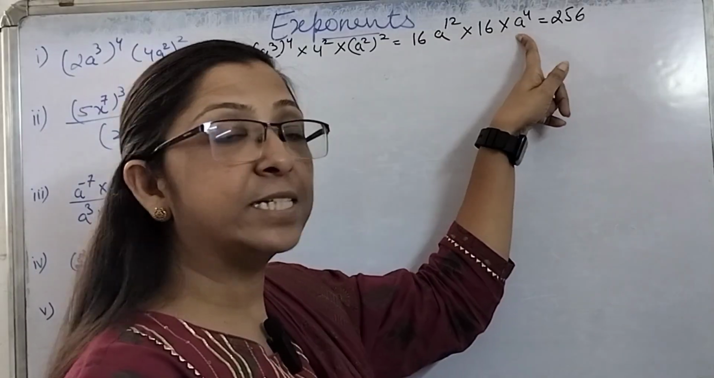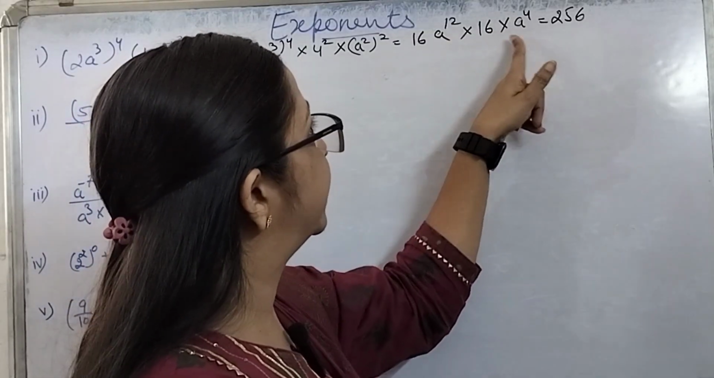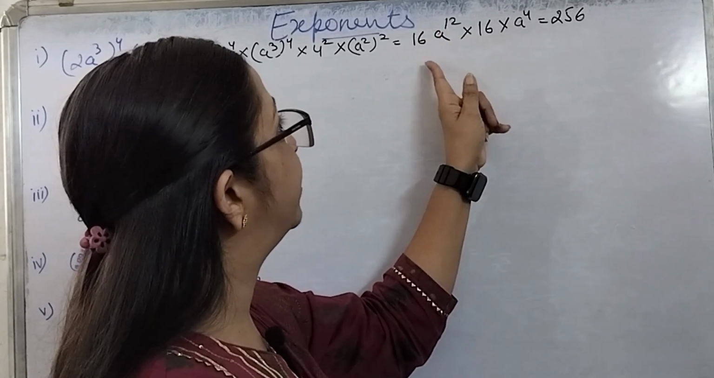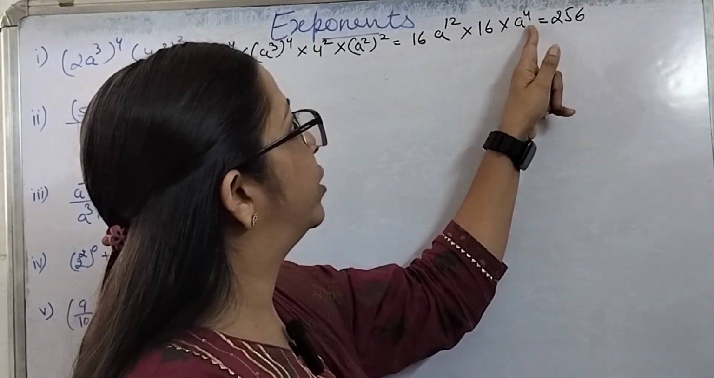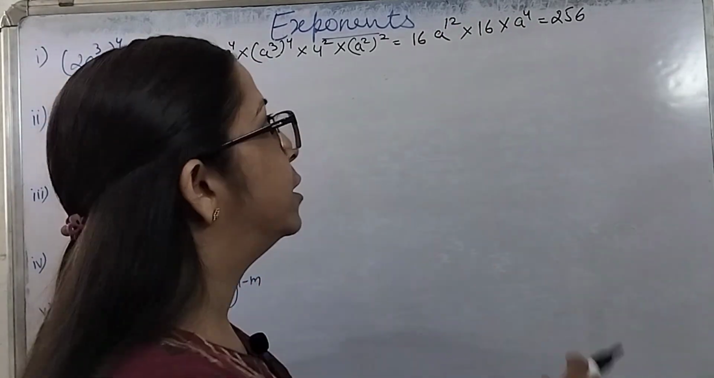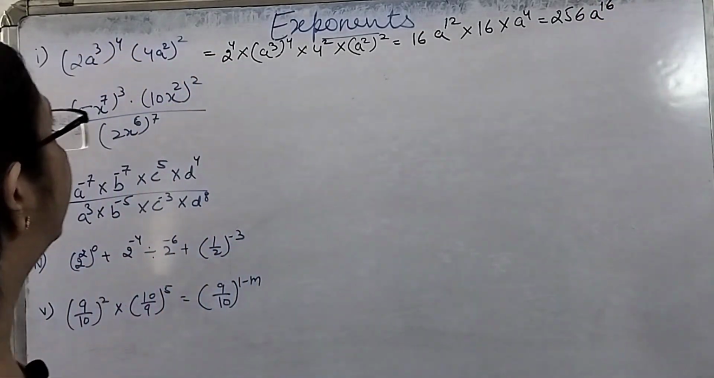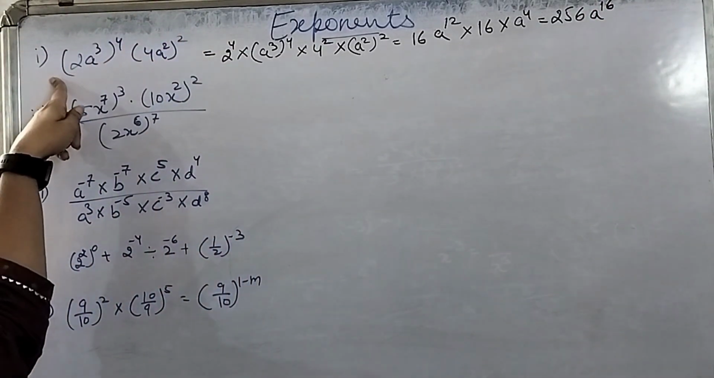And see over here, a^12 multiplied by a^4. Bases are same over here and multiplication sign is there in between. So we will keep the same base and powers will be added. 12 plus 4 will be 16. So it will be a^16. So this will be the value of this given expression.